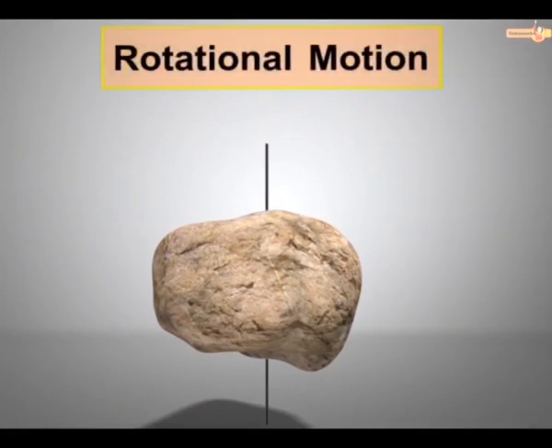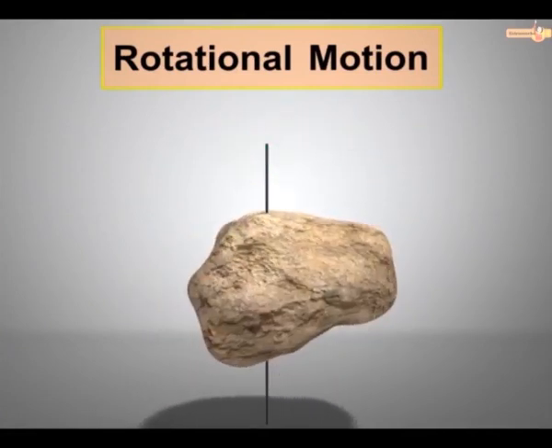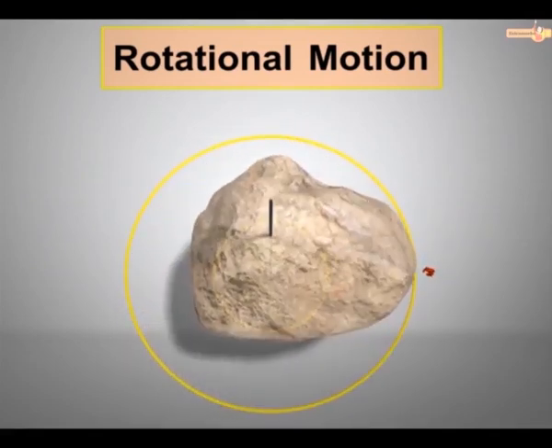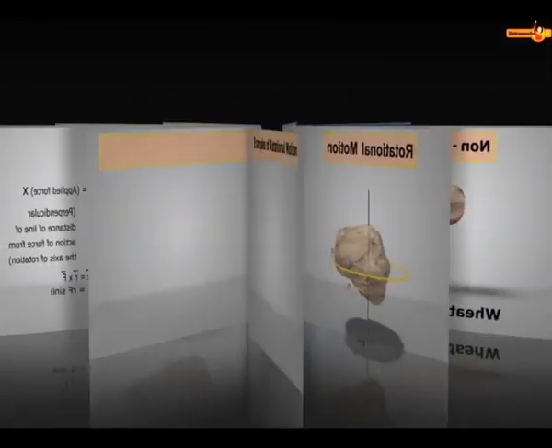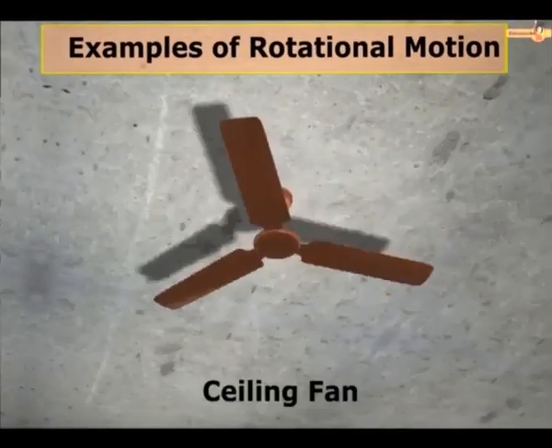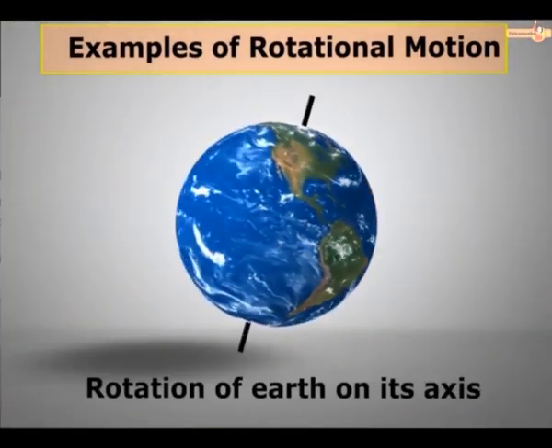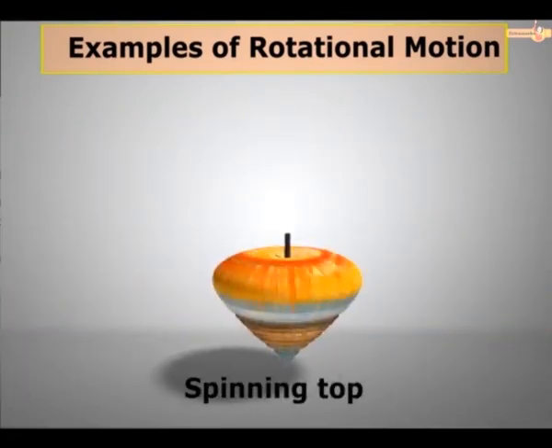When a rigid body rotates about a fixed axis, all the particles of the rigid body undergo circular motion with different radii about a center fixed on the axis of rotation. The motion of a fan, a potter's wheel, the earth spinning about its axis, and a spinning top are examples of rotational motion.